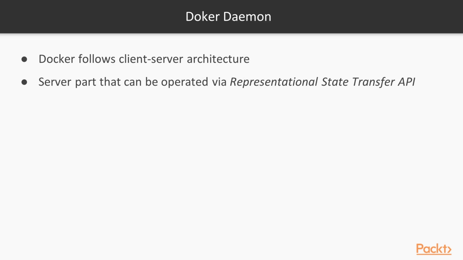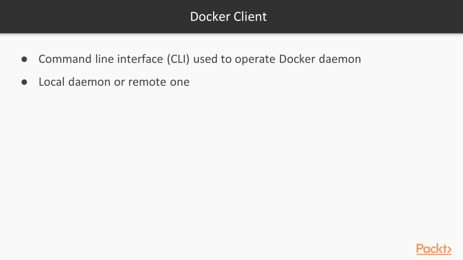Next are the Docker Daemons. Docker follows a client-server architecture. The Docker Daemon is the server part that could be operated via a representational state transfer API. Last one is the Docker Client. Docker Client is a command-line interface, CLI, used to operate a Docker daemon. It might be a local daemon or a remote one. The last three concepts are the key for drafting the architecture of Docker.